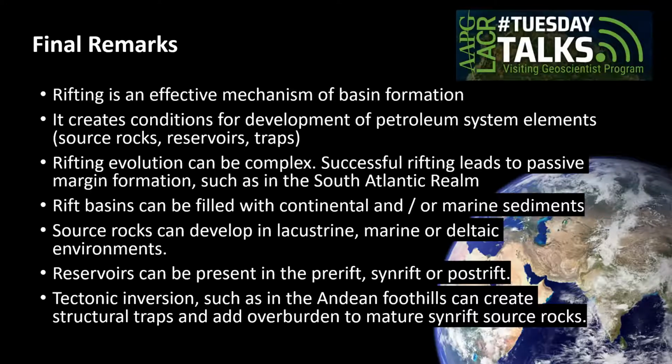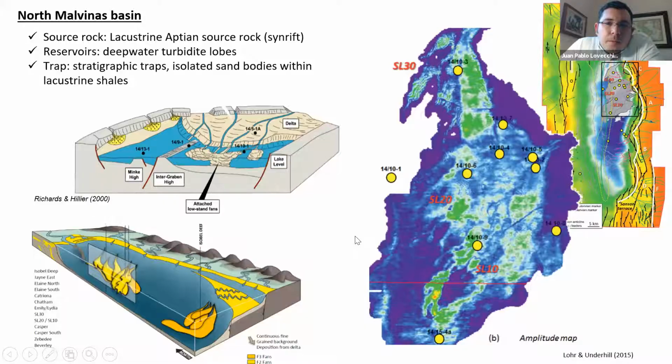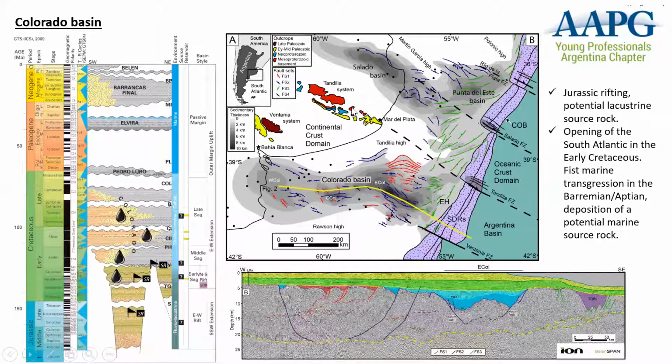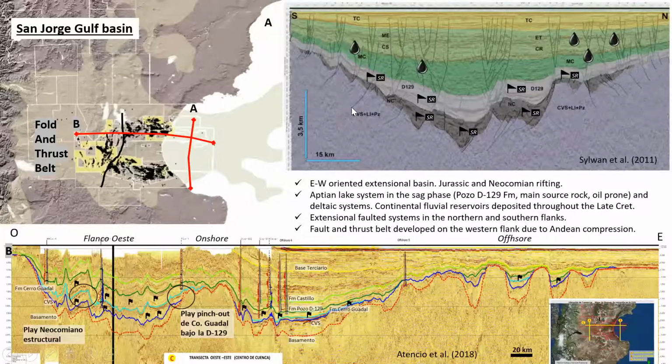Okay, Juan Pablo, we have 3 questions. The first one is, how can incised valley deposits reflect an influence from syn-rift tectonism? I'm sorry, can you repeat? How can incised valley deposits reflect an influence from syn-rift tectonism?